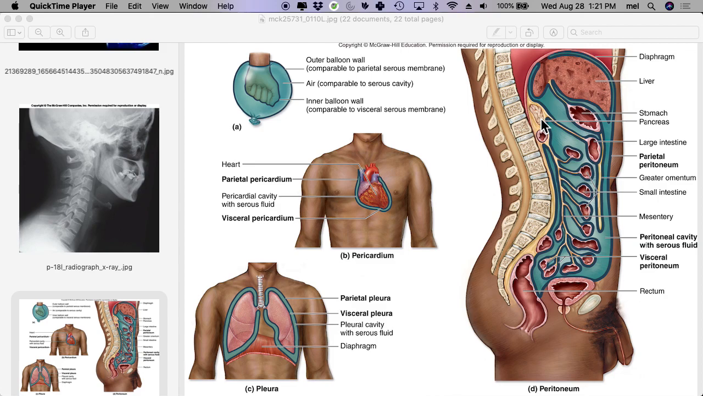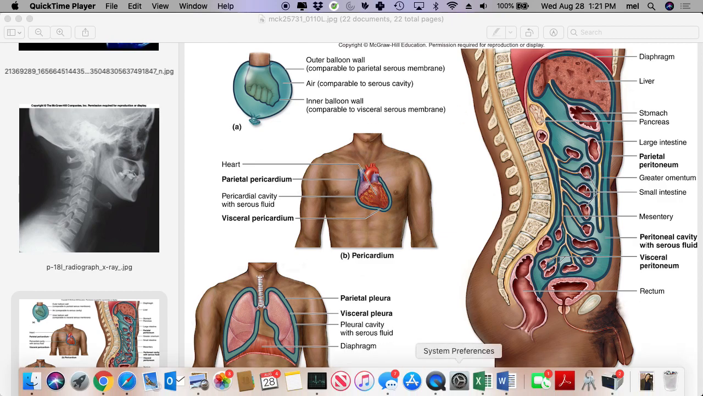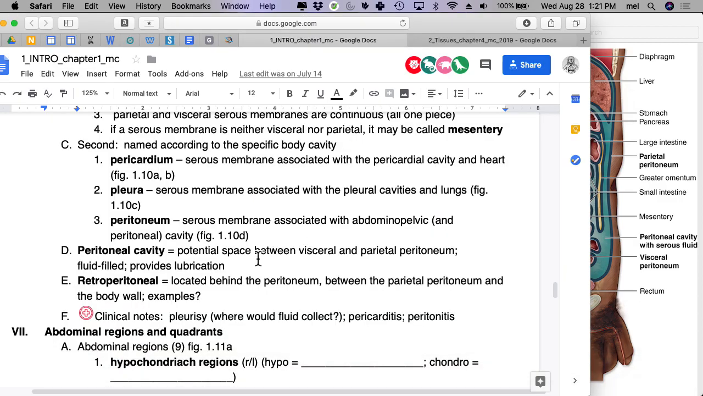Organs that are retroperitoneal tend to be pretty stationary and smashed back against the body wall. I don't know if you guys know this, but if you were going to have a kidney surgery, where do they usually approach it from? Anterior or posterior? Posterior, yeah. They're smashed back behind the body wall. They're really far back there. Okay, so that's the concept of retroperitoneal.